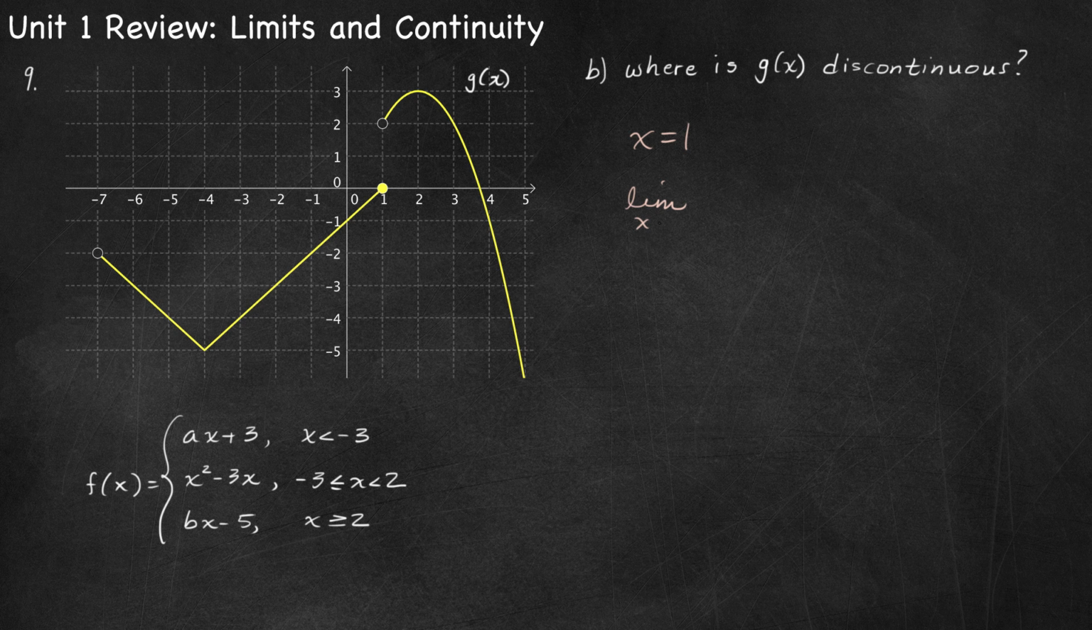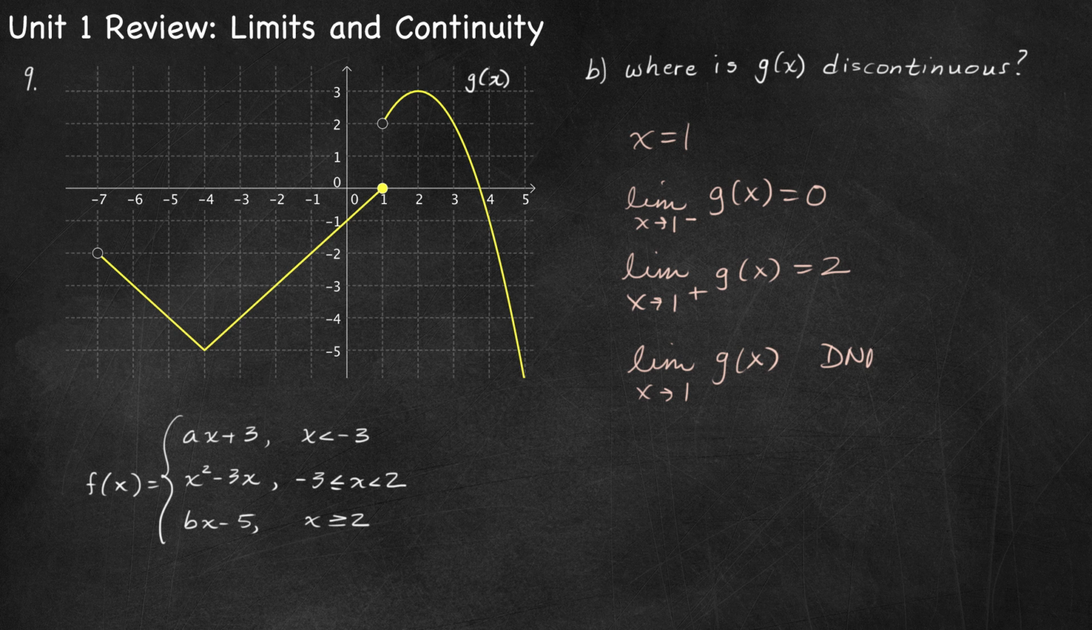The limit as we approach 1 from the left is 0, and the limit as we approach 1 from the right is 2, and those are not equal to each other. So the limit as x approaches 1 does not exist. Now you also may have, instead of x equals 1, you may have given x equals negative 7.